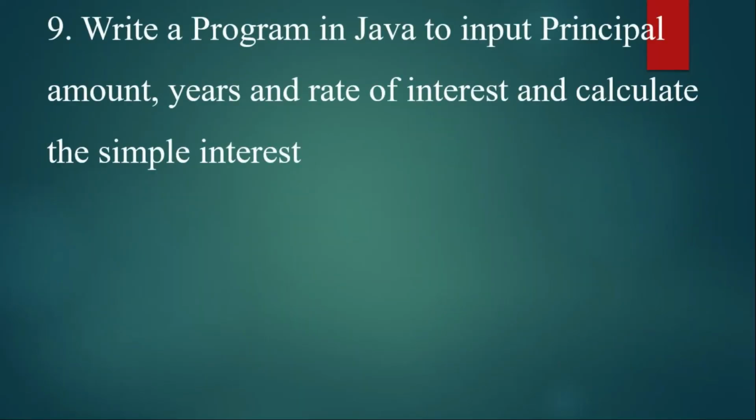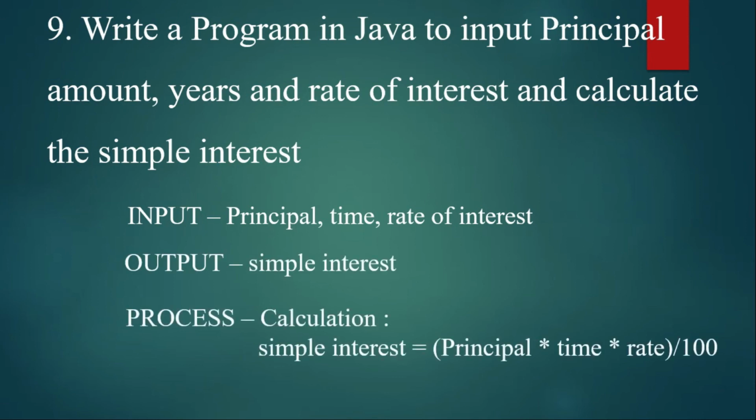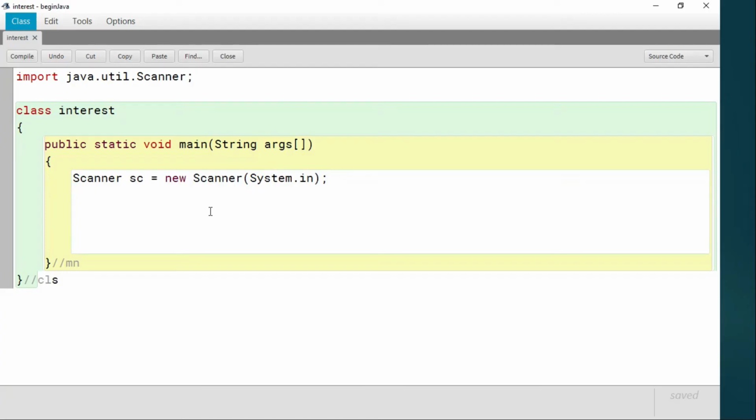Next program, write a program in Java to input principal amount, years and rate of interest and calculate the simple interest. So here the input are the principal amount, the time and the rate of interest, and the output is the simple interest. For the calculation, the formula given is simple interest equals principal into time into rate of interest by 100, or PRT by 100. For the program, we have created the class Interest. Let's declare the variables. We're using the data type double, P, R, T and I.